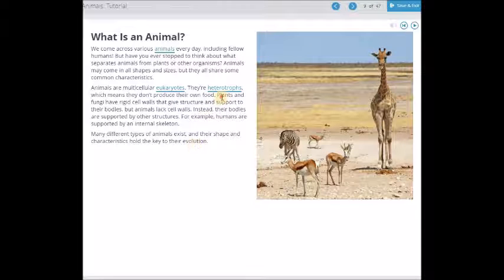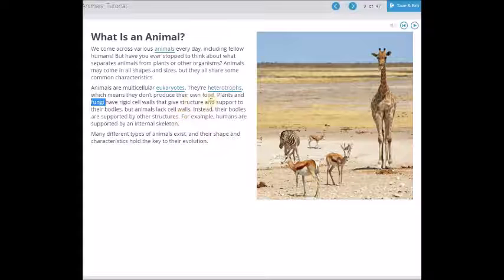Now that separates us away from plants, but it does not separate us from fungus. So heterotrophs are not that unique. Fungus are heterotrophs. Some of the protists are heterotrophs. Even some of the bacteria are heterotrophs. So that's nothing unique. Here's something that's kind of neat.